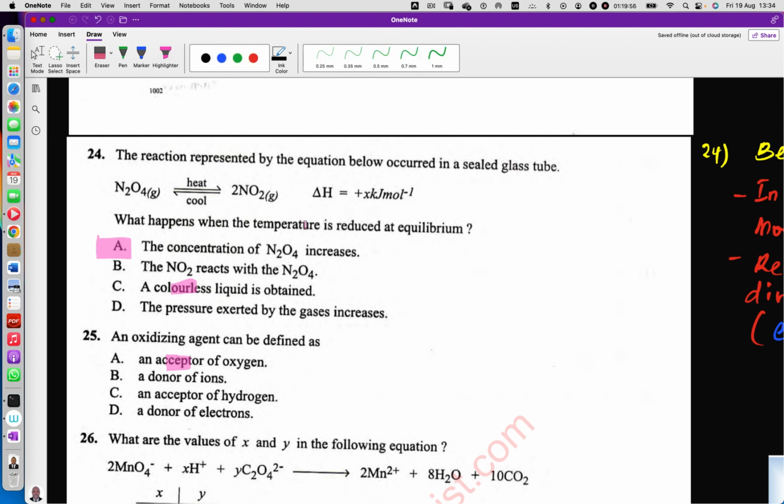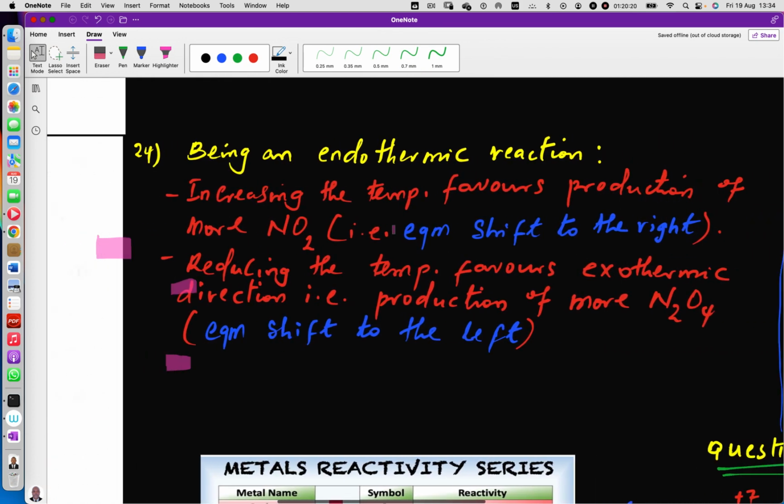The right answer is A, because when the temperature is being reduced, and since it is an endothermic reaction, it's going to favor the exothermic direction. And the exothermic direction means more N2O4 is going to be produced. The equilibrium will shift back to the left, as I've explained here.